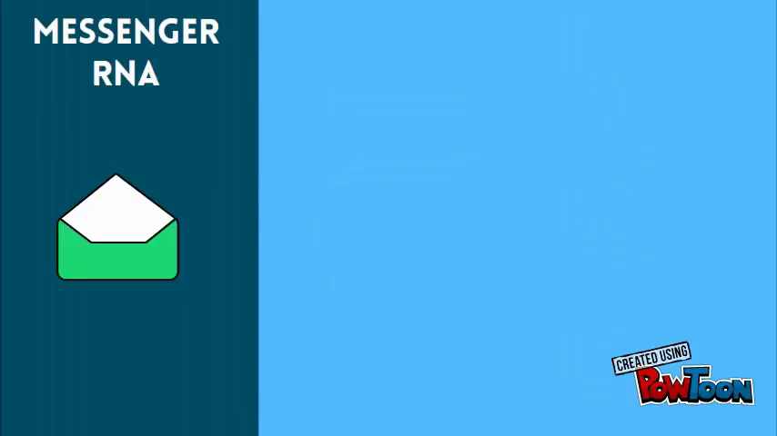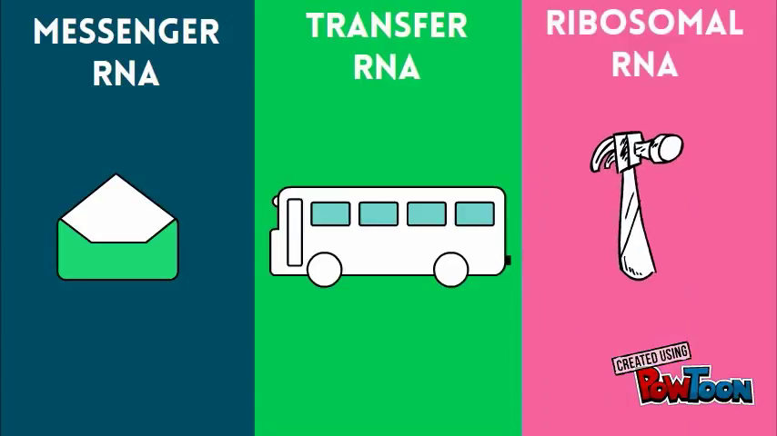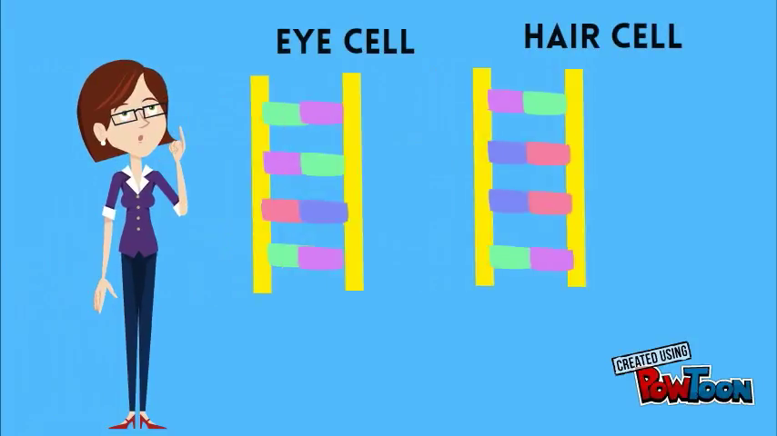RNA can also be split into three roles. These are messenger RNA, which carries the genetic message out of the nucleus to the ribosomes, transfer RNA, which transports the amino acids to the ribosomes, and ribosomal RNA, which assembles the amino acids to make polypeptides which help make the protein. So how does the body know whether to give you freckles or not?